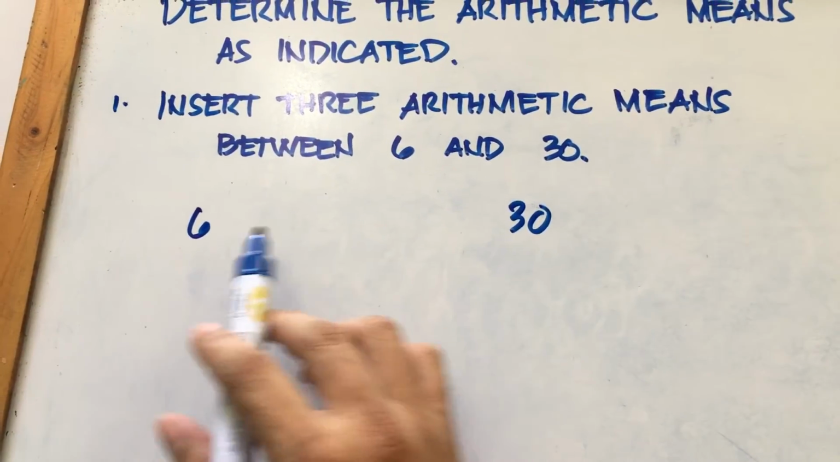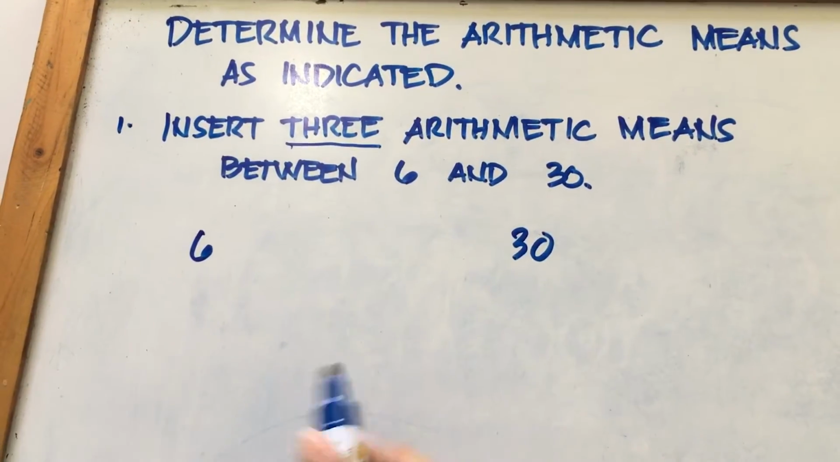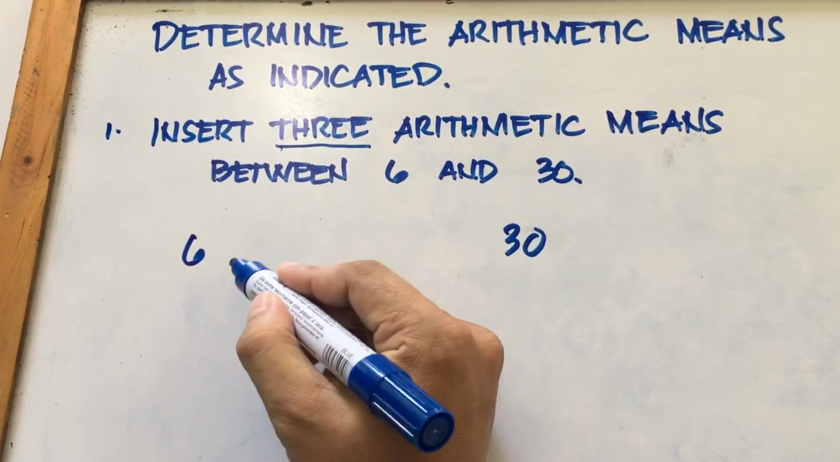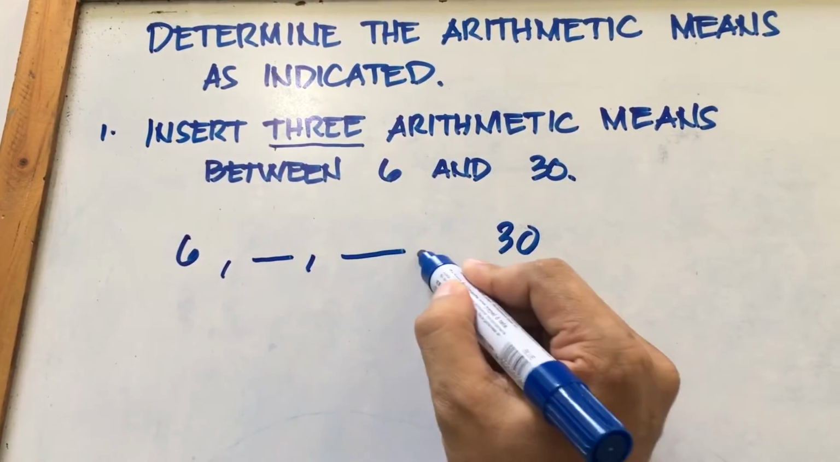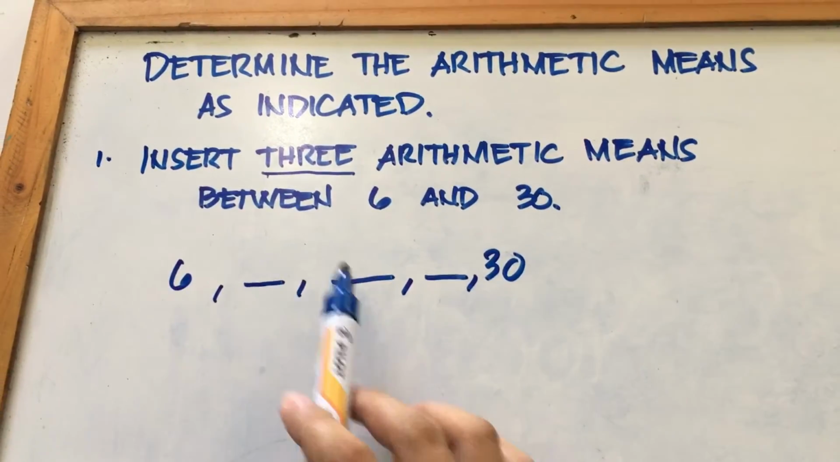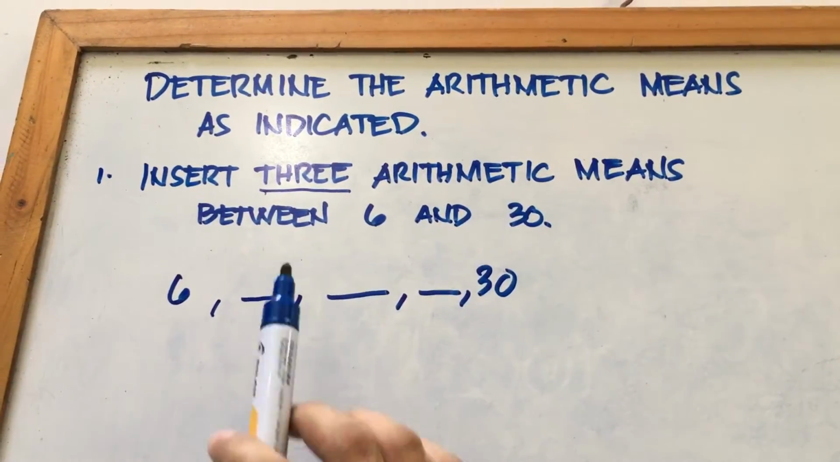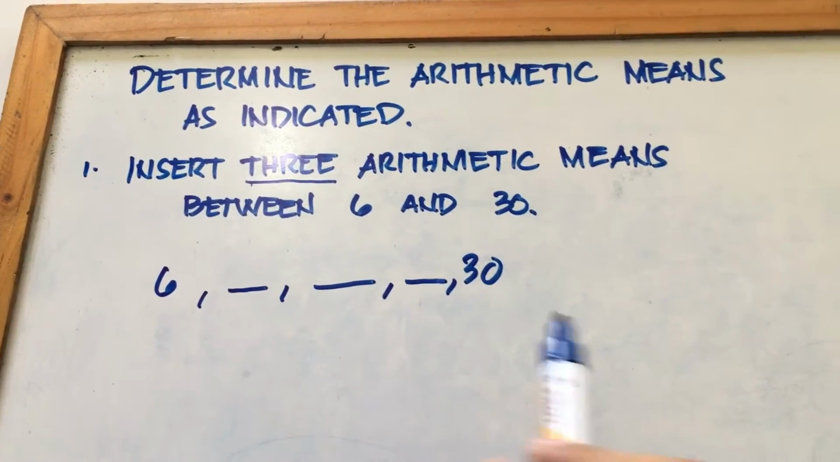So, it is in the middle, and we need to insert 3. Three of them. So, which means, you insert comma, 1, 2, and 3. That is how we illustrate this kind of problem. Insert 3 arithmetic means, 1, 2, 3, between 6 and 30.